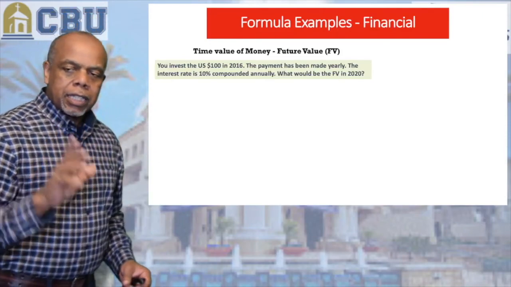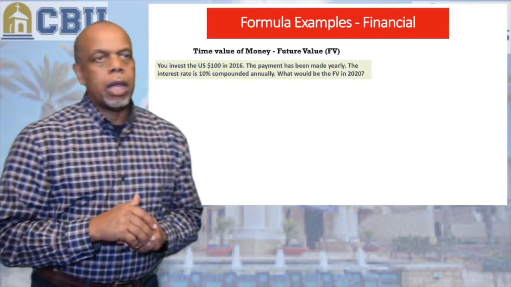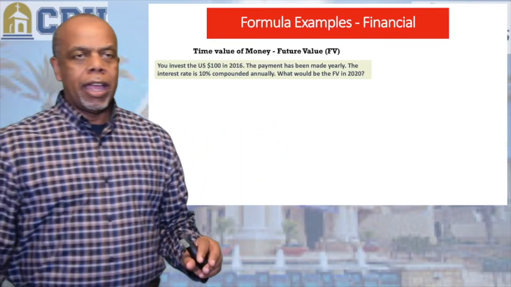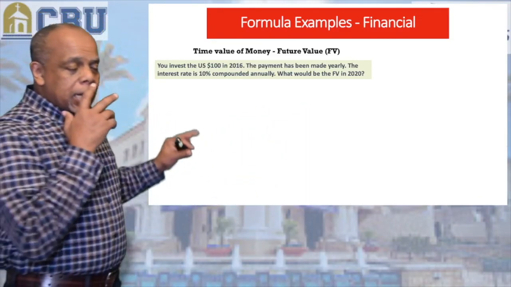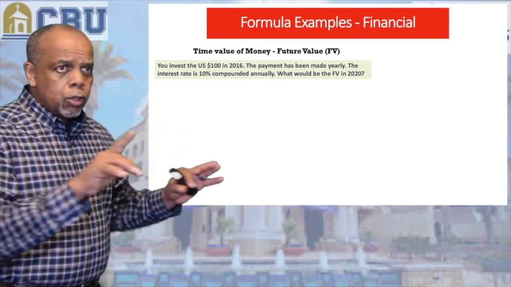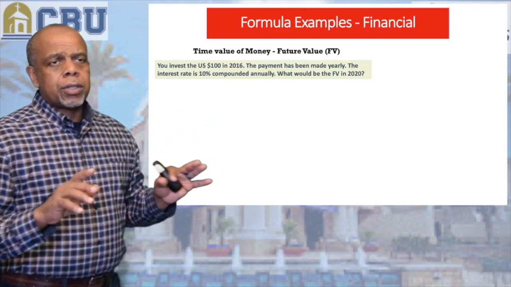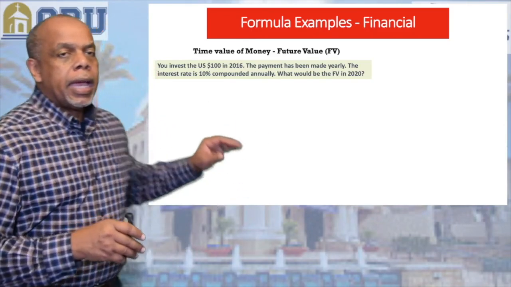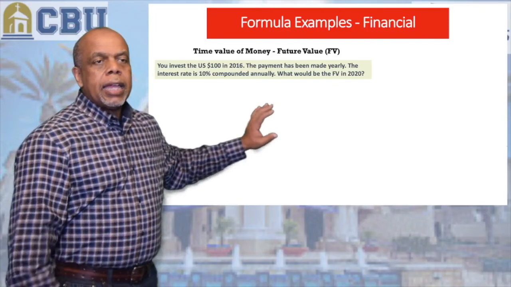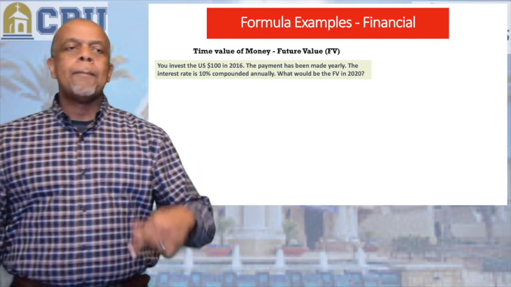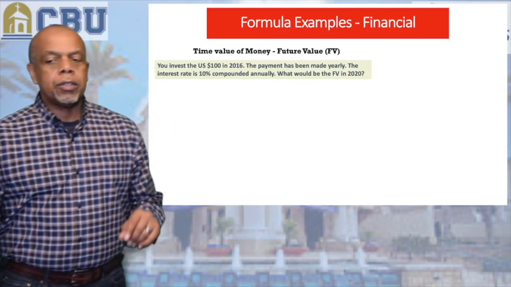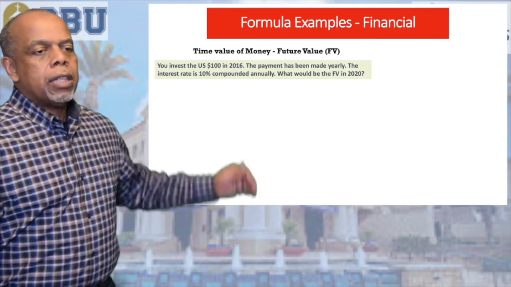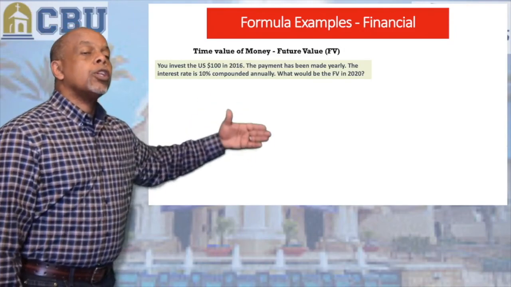For instance, let's look at the financial category. The formula I've used here is what we call time value of money, or FV, future value. Let's say you invested $100 in 2016, you made the payments yearly, at an interest rate of 10% compounded annually. What would be the value of that money today in 2020? What would be the future value? That would be future value because you invested it 4 years ago.